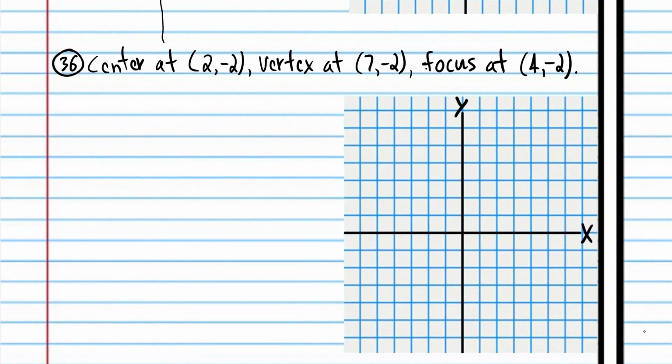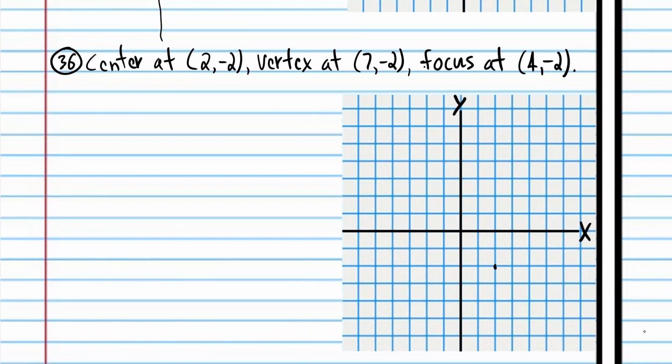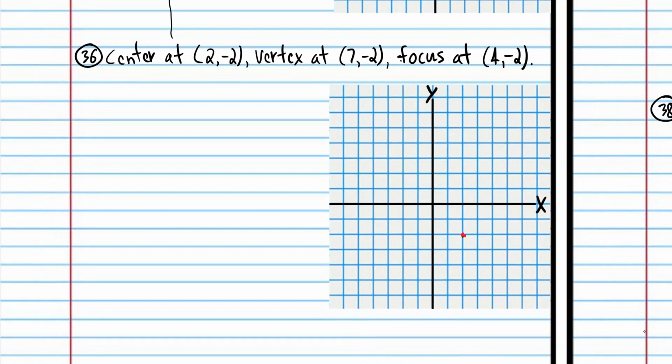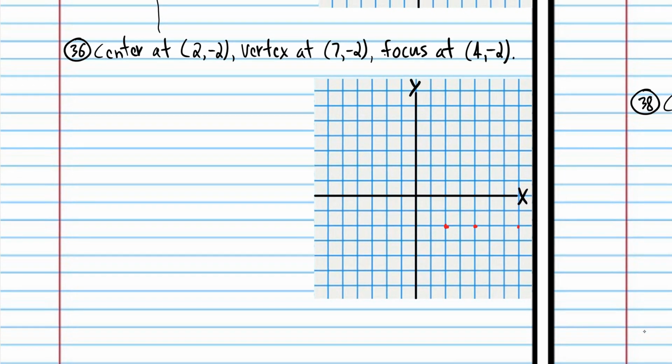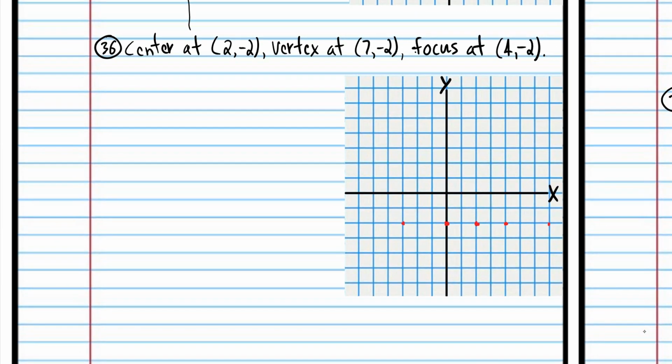Okay, we're back. So here's the center and the vertex is here, and there's a focus here. So that means that there's a vertex 1, 2, 3, 4, 5 units to the left, and a focus here, although we don't really have to graph the foci.